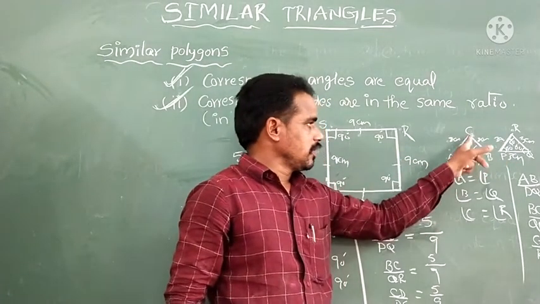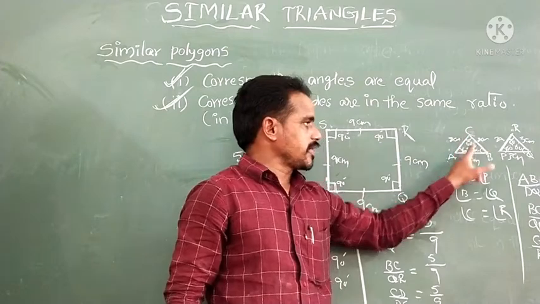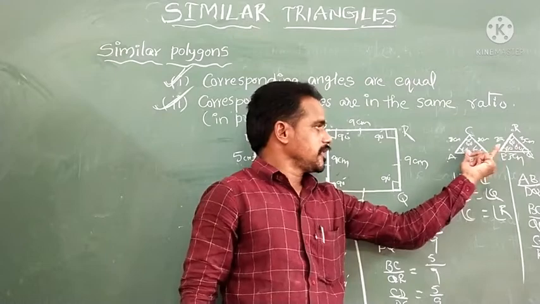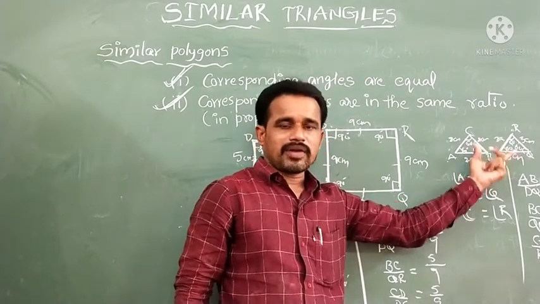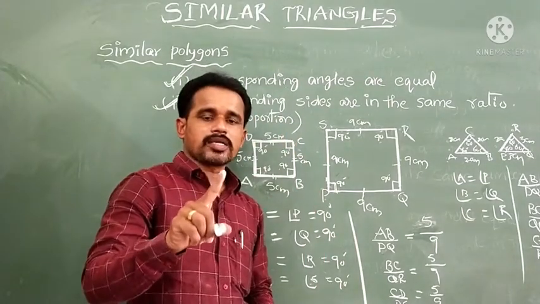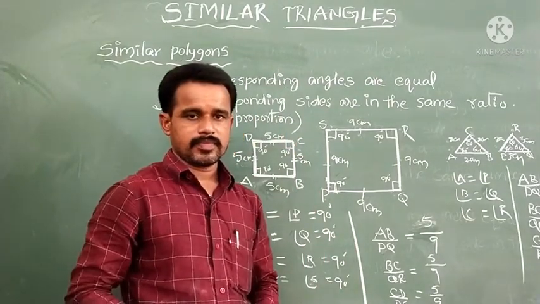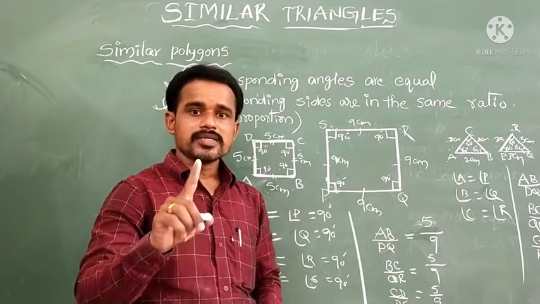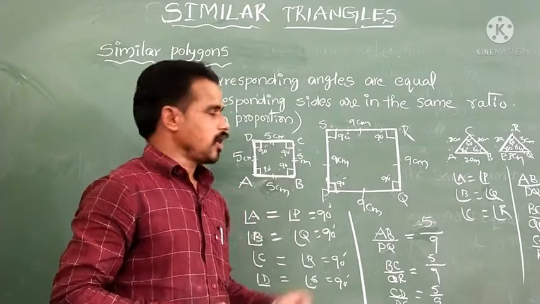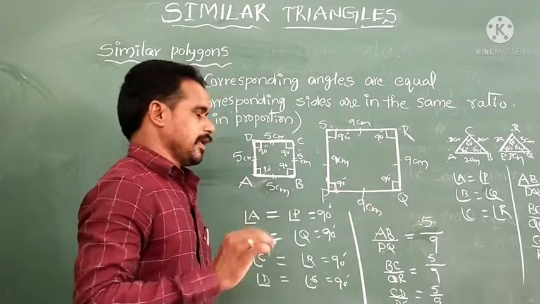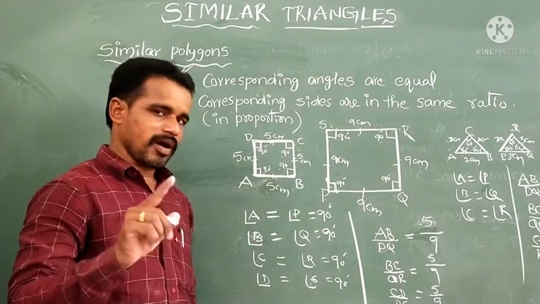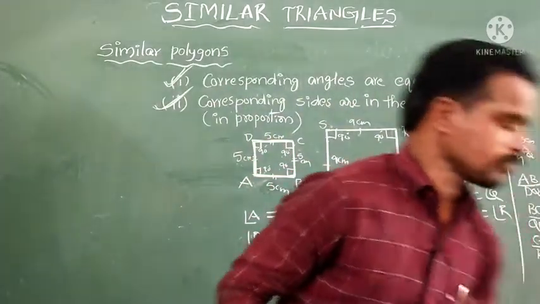See, in this example, all sides are equal, all angles are equal. These two also regular polygons. From these two examples, we can conclude that all regular polygons are similar. We can take that conclusion. Right? All regular polygons are similar. Next, symbolic form of similarity.